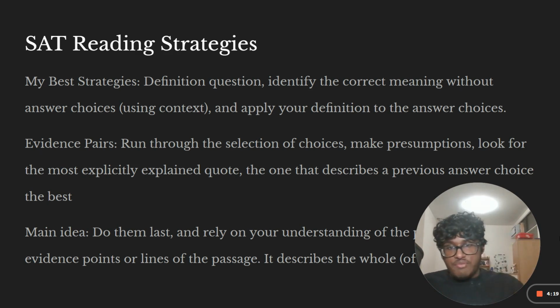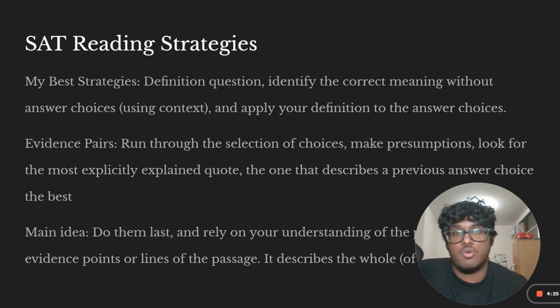Main ideas, I already referenced that I do them last, but the reason why I say that is because your understanding of the whole passage actually gets better as you answer the questions. The questions actually help you discover more about the passage by pushing you in certain directions. So I just do them last.